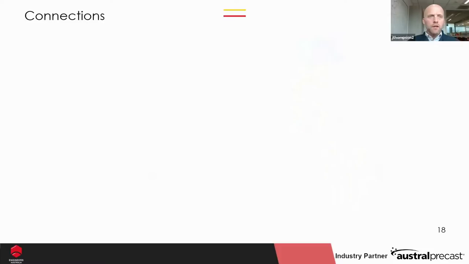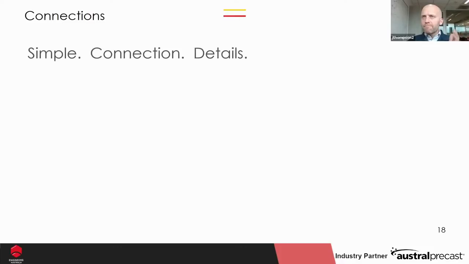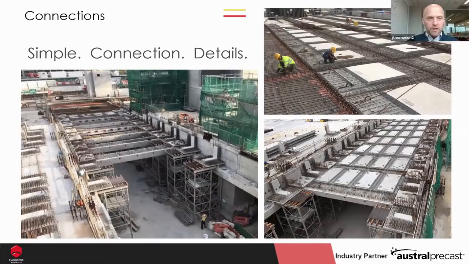Connections. Now, connections is massively, massively important. I was speaking to Dr. Shan yesterday, whereas I say simple connection details, Shan has a very simple saying, which is just connections, connections, connections. It is a real important part of the detailing of precast structures. So it's easier to show what is not good than what is good, but I'll try and show you what is good.